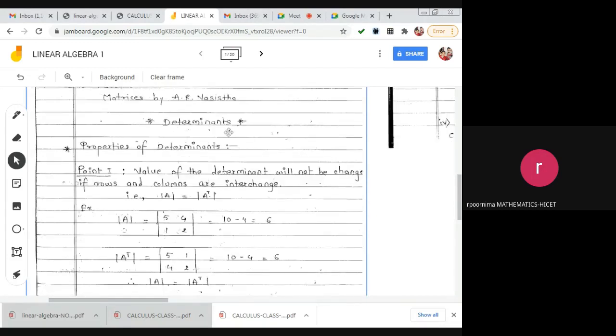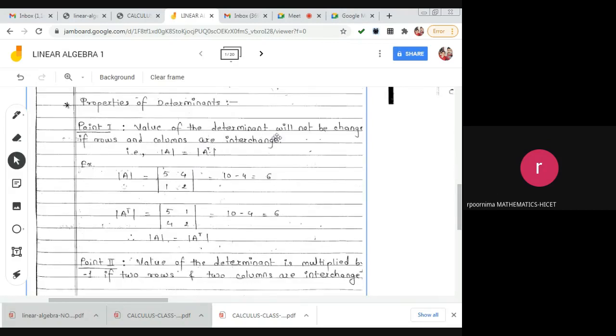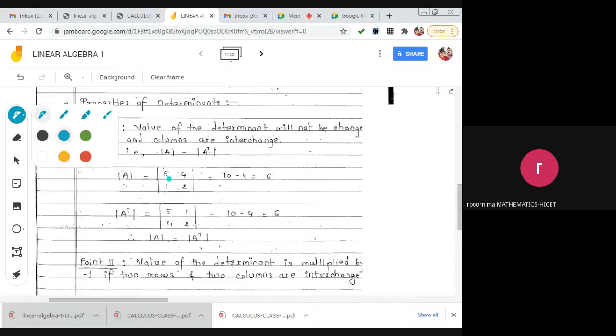The determinant concept, actually the properties of determinants. The value of the determinant will not be changed if rows and columns are interchanged. That is, determinant A is equal to determinant A transpose. For example, determinant A has first row 5, 4 and second row 1, 2.